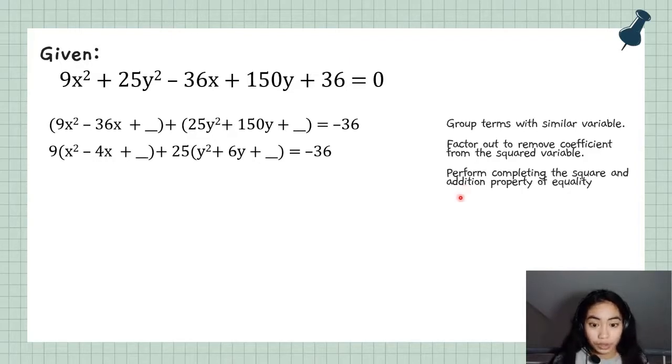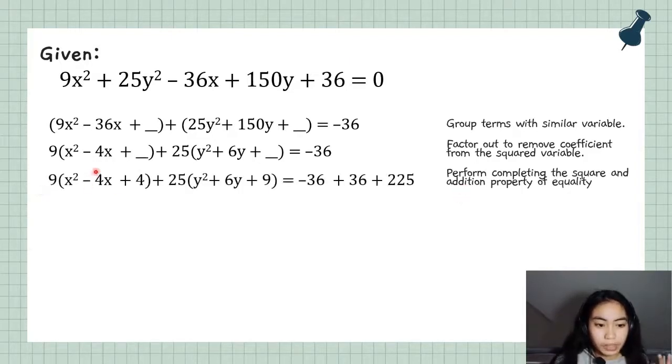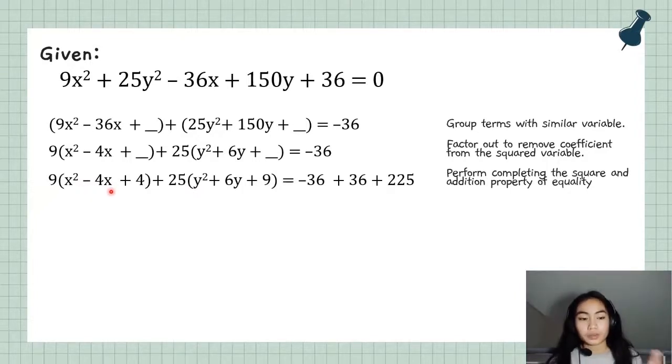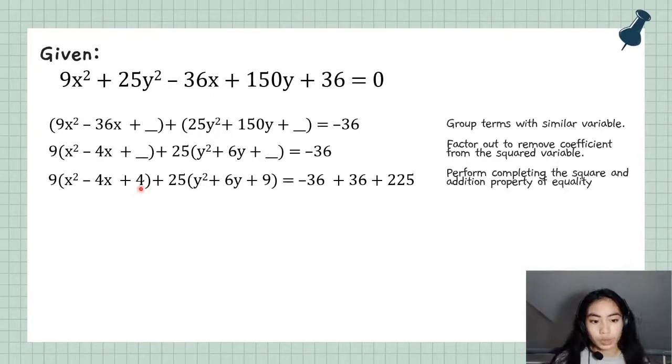And now we will need to complete the square. So to complete the square, just consider the middle term, and then divide the coefficient of this by 2. That will be negative 2, then square it. So it will be equal to 4. And do it here as well.